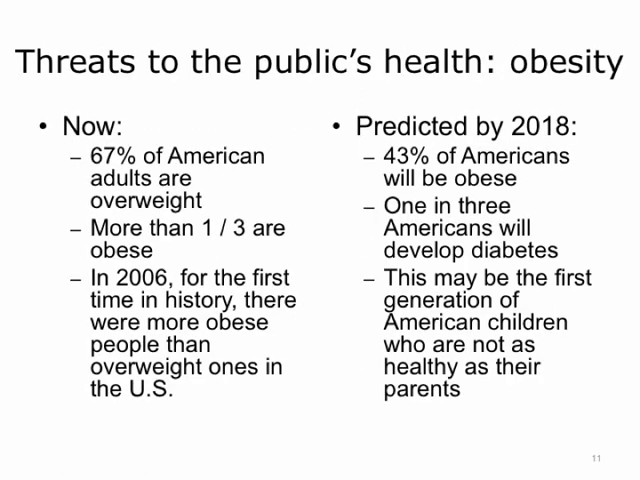Smoking has long been the number one leading cause of preventable deaths in this country. Obesity is soon climbing to be a close second. Currently, 67% of American adults are overweight. More than 1/3 are obese. In 2006, for the first time in history, there were more obese people than overweight people in the United States. Predicted by 2018, if nothing is changed, 43% of Americans will become obese. 1 in 3 Americans will develop diabetes, and this may be the first generation of American children who are not as healthy as their parents.